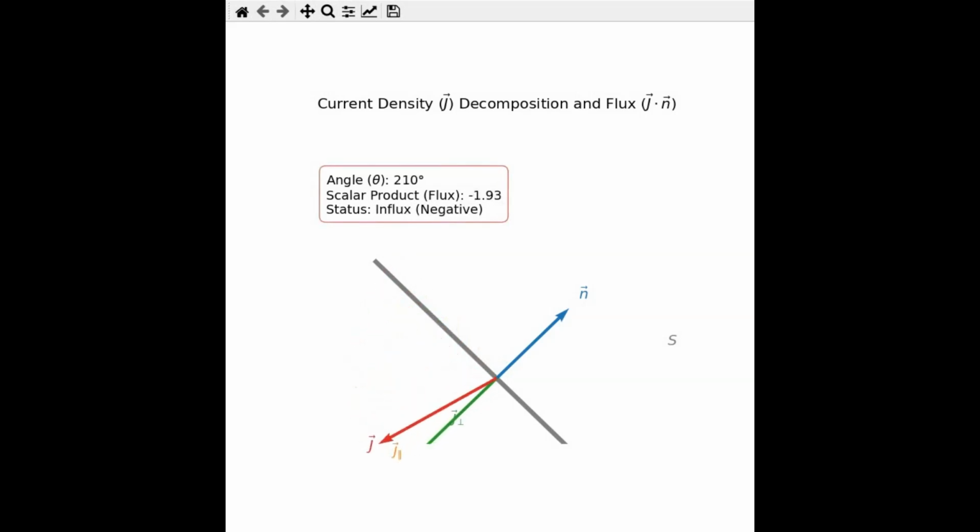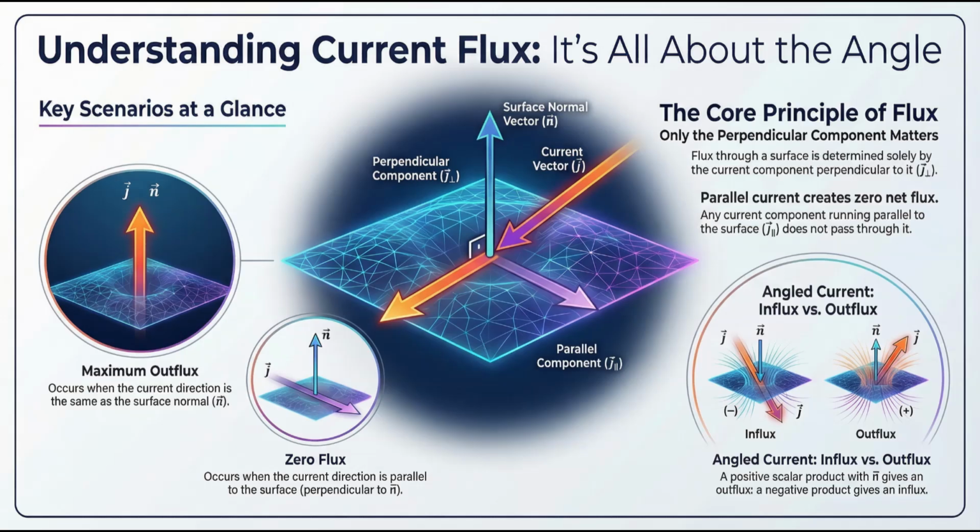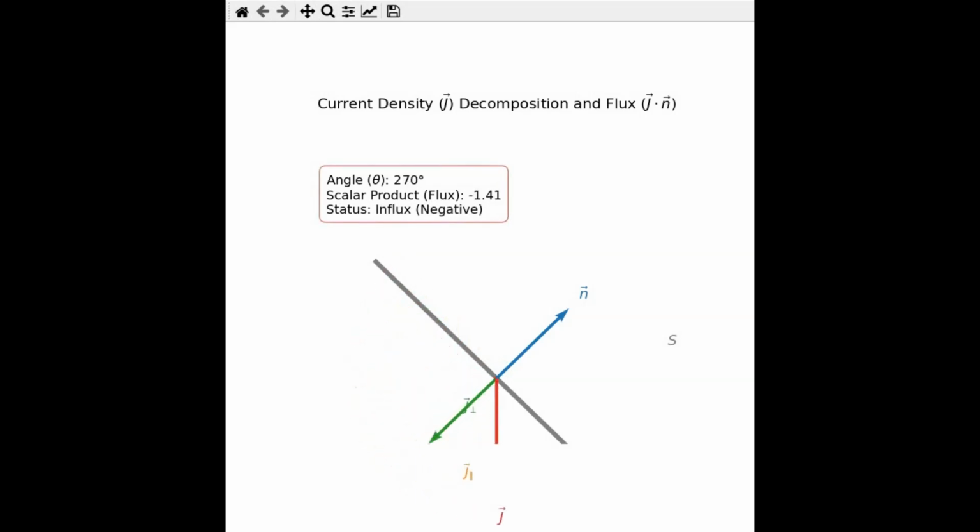Well, that's where the scalar product, you might know it as the dot product, comes into play. It's basically a mathematical trick that tells you exactly how much of your current is aligned with that surface normal. It's how you find the magnitude of that all-important flow.